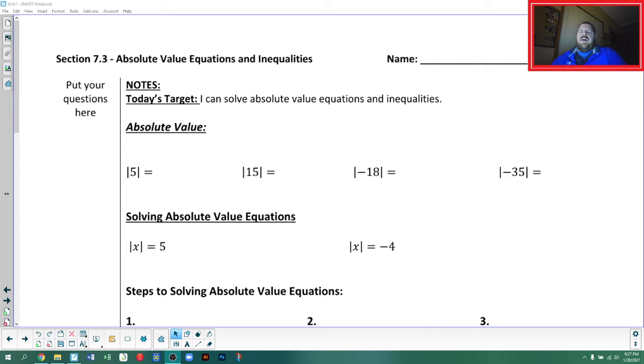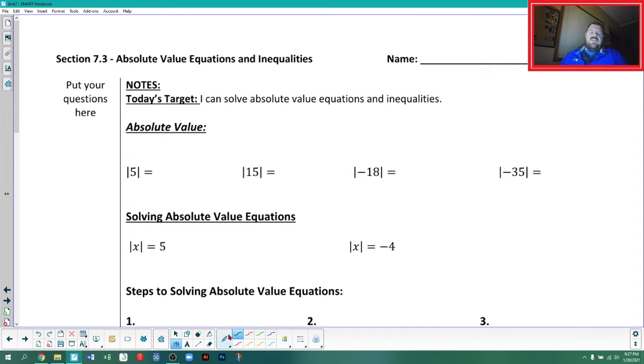Today we're talking about absolute value equations and inequalities. So let's jump right into it. There's a lot of information in here. Some of it is a review, but there's a good amount that's actually going to be probably new, even if you've been through similar classes in the past. All right, so let's get right into it.